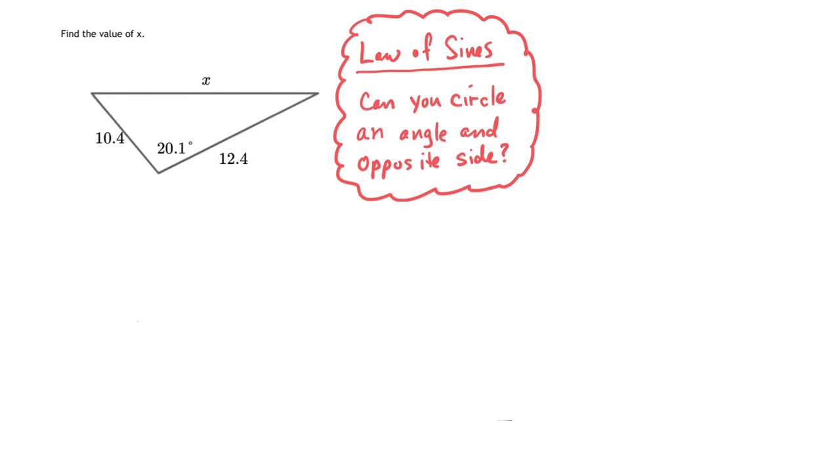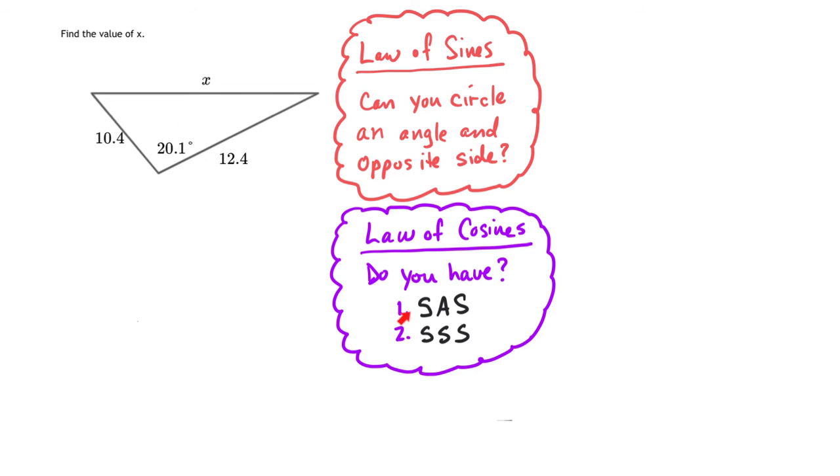The next thing you want to ask yourself then is, do you have side angle side or side side side? And in this case, I do have side angle side. I've got a side, an angle, and a side. In that case, then I can use this formula for law of cosines, which looks like this, where c equals the square root of a squared plus b squared minus 2ab cosine of the angle c.